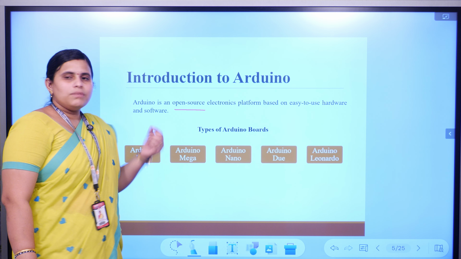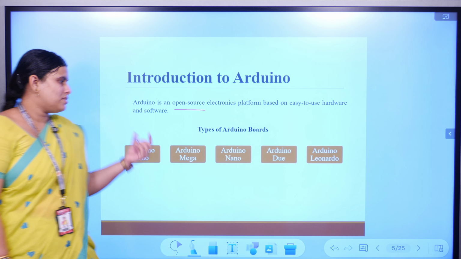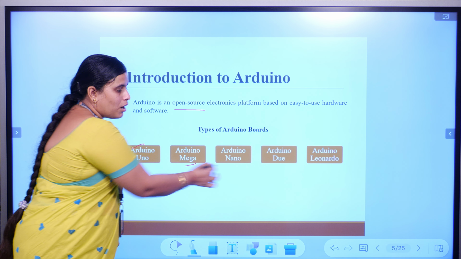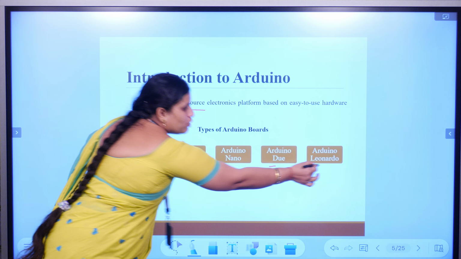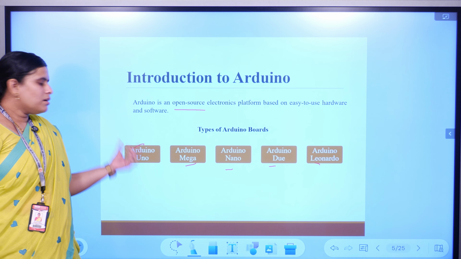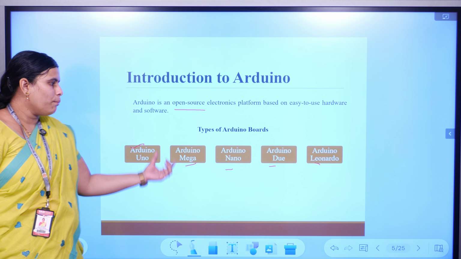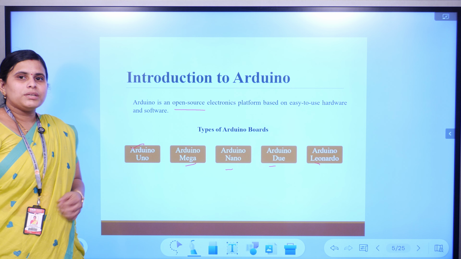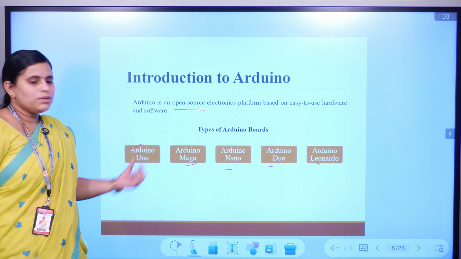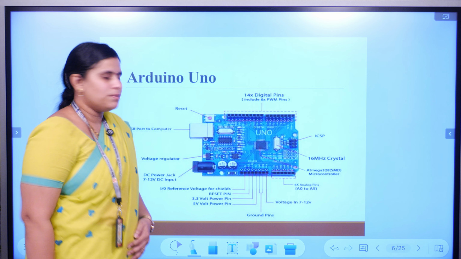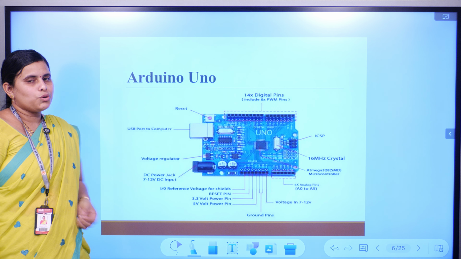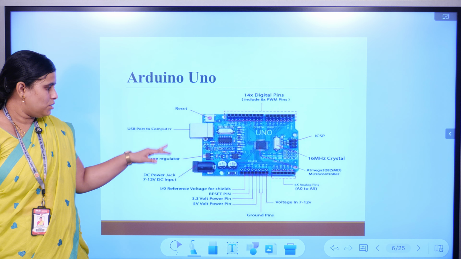We have different types of Arduino based boards based on the application, like Arduino Uno, Arduino Mega, Arduino Nano, Arduino Due, and Arduino Leonardo. Different Arduino boards are used based on different IoT applications. Basically we use the Arduino Uno board for researchers. Researchers and students commonly use this Arduino Uno board because it is easy to implement.